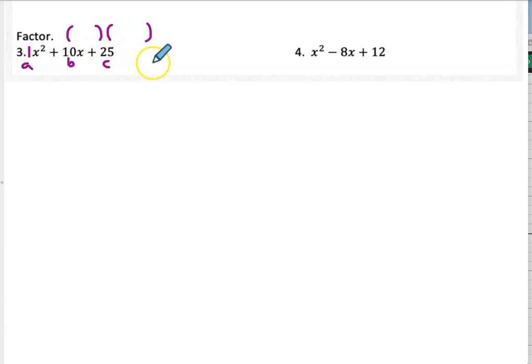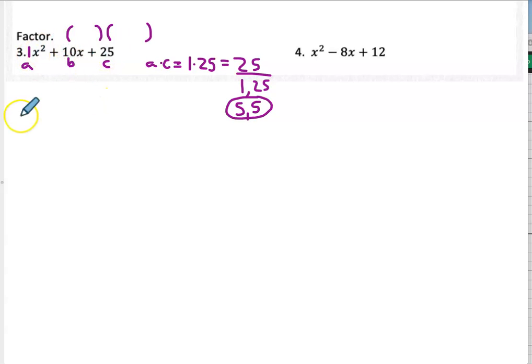All right. So first thing we want to look at is a times c. So in this case, a times c would be 1 times 25, which is just 25. All right, and then I want to think of what things can I multiply together to get 25? Well, there's 1 and 25, right? These are called the factors, and 5 and 5. All right, so we want to pick the pair that when I add them together, I get whatever b is. Well, here, 5 plus 5 is 10, which is what b is. All right, so this is my winning pair here.